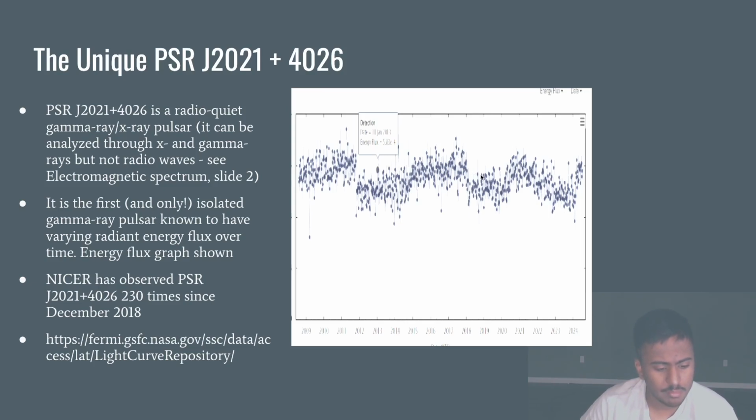NICER has observed PSR J2021+4026 230 times since December 2018, and here's a link to the light curve repository. These are all gamma ray light curves, and this energy flux graph is for gamma ray flux.